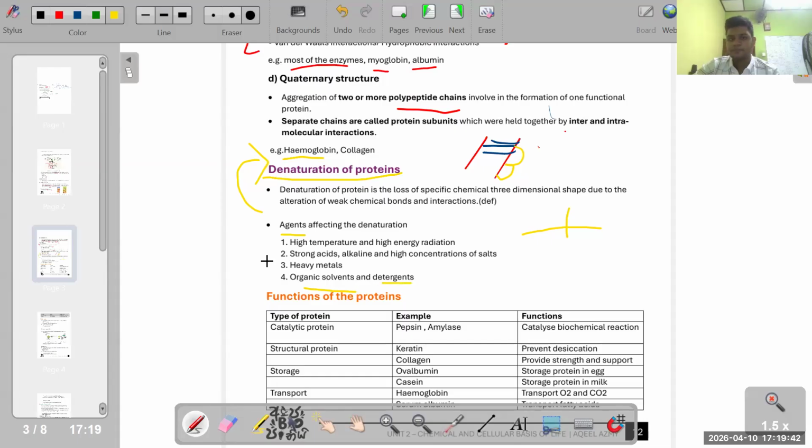Organic solvent means, we know the word organic. Solvent means a compound that lets other solutes dissolve. You know the word solvent, right? So those solvents and detergents can also make the protein weaken. Is that clear? This complete part. Organic means it contains hydrogen and carbon.